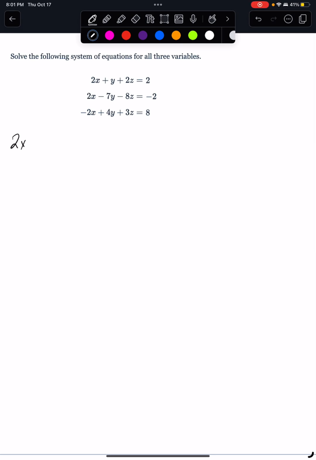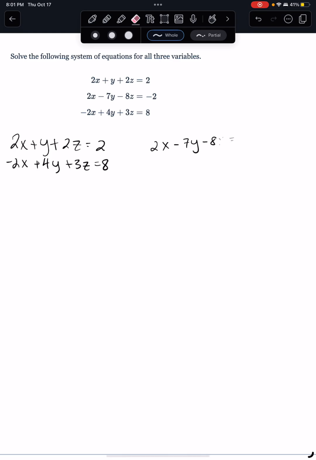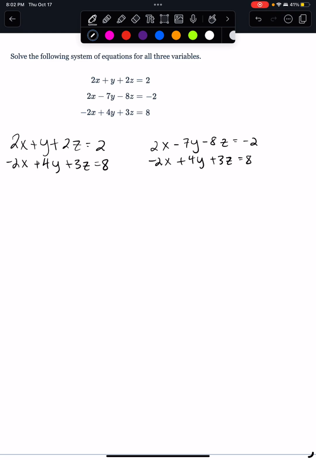So we can say 2x plus y plus 2z is equal to 2. And we want to match up this first equation with the last one because it has a negative 2x. That way, when we add them together, we will cancel out the positive 2x and the negative 2x. And then we're going to do the same idea with the second equation and the third equation, where we have 2x minus 7y minus 8z is equal to negative 2. And then again, we're going to align it with that third one to eliminate the x variables. Plus 3z equals 8. All right, and we're going to set these up and see what we come up with.